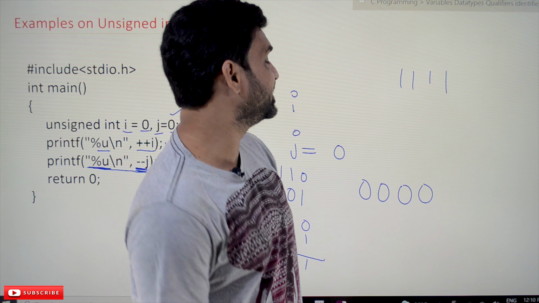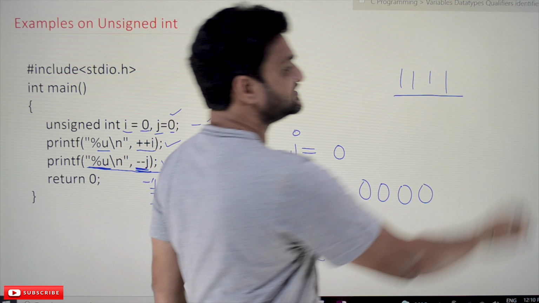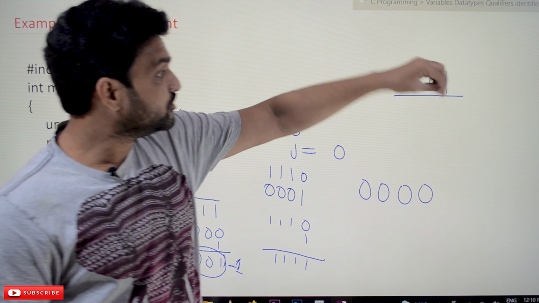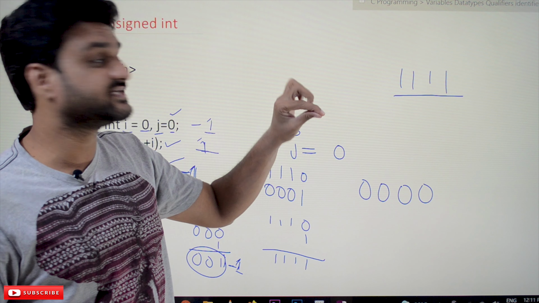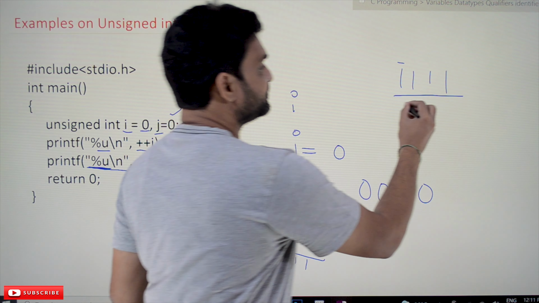In case of unsigned representation, all these 4 bits are considered as a magnitude. Okay, no 2's complement, because it is an unsigned number. This bit is not used for sign. All these 4 bits are considered as the magnitude of the number. So what is the 4-bit representation of all ones? The 4-bit representation of all ones is 15.